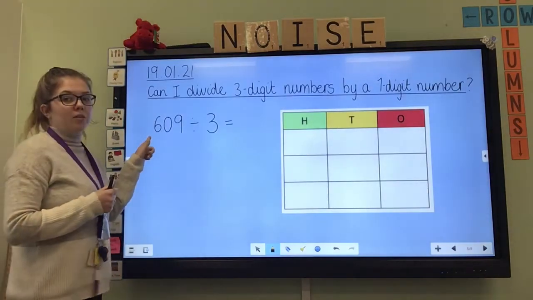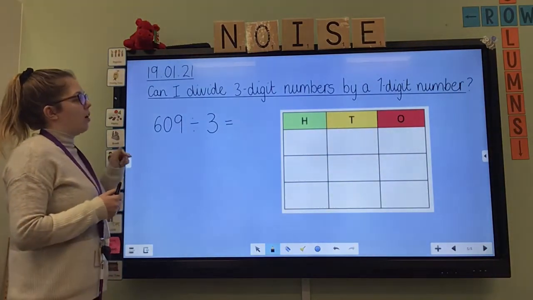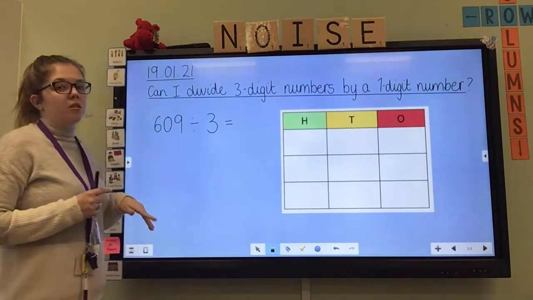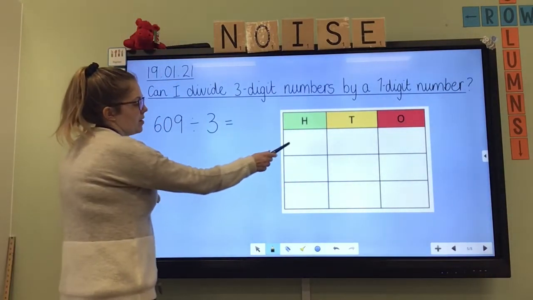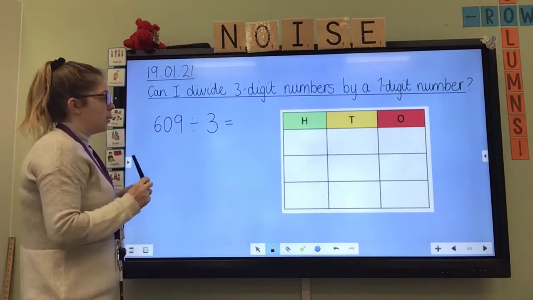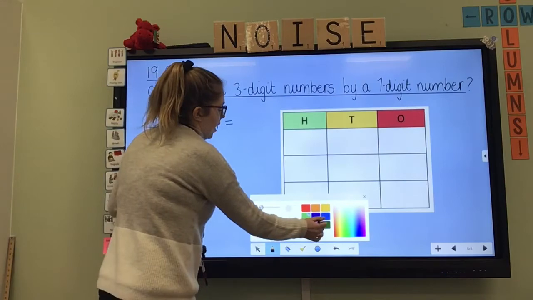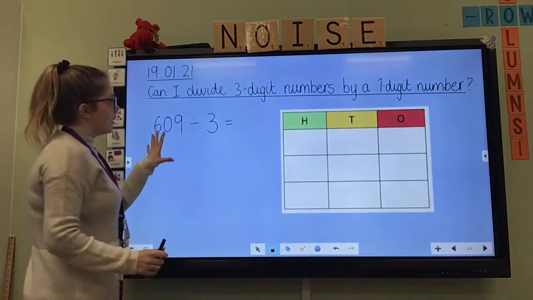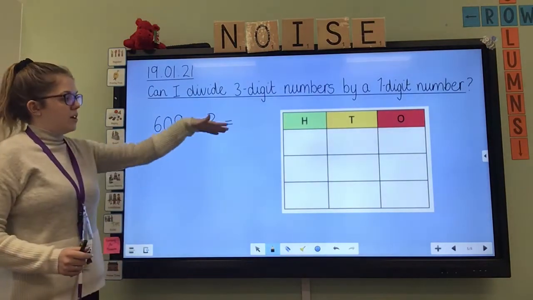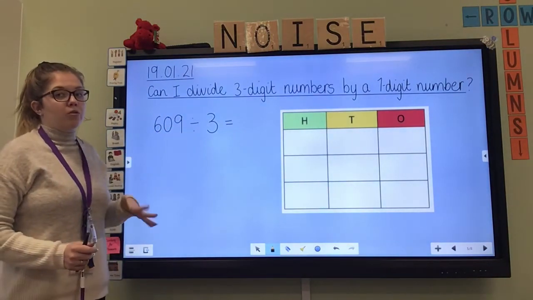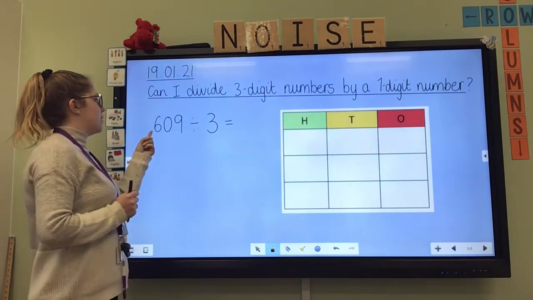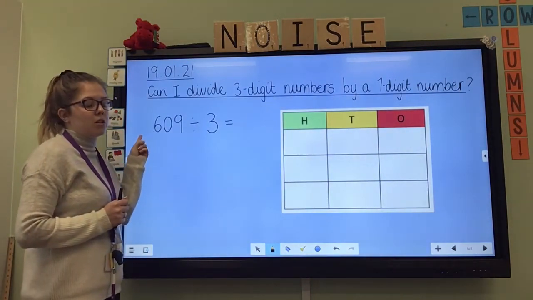I've got on the board 609 divided by 3, and I've got a place value grid here to help me do this. My place value grid has 3 rows because we are dividing by 3. So using place value counters, I need to split or share 609 into 3 rows or 3 groups. With dividing, we always start with the highest value. That would be my hundreds with 3-digit numbers.